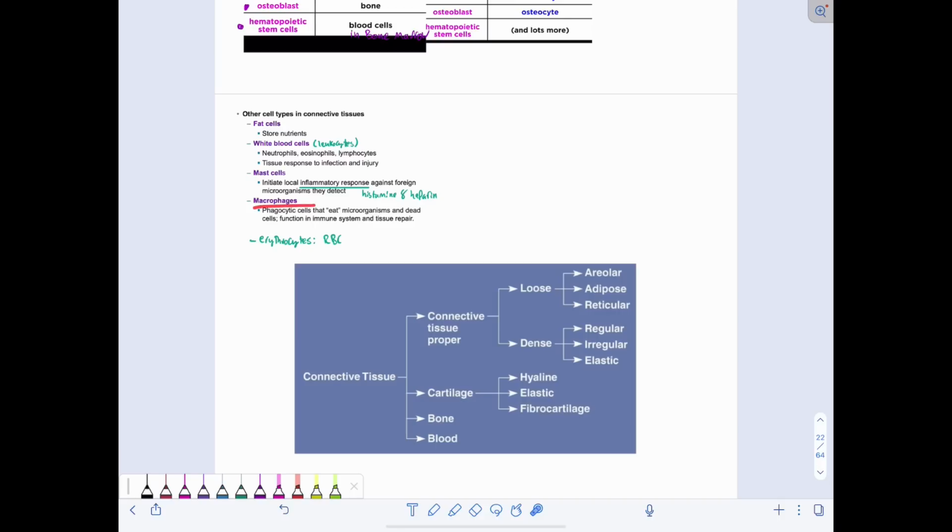Okay, and then you have macrophages. Macrophages, same thing. They're like Pac-Man. Oops, that's a terrible Pac-Man, but they eat, right? And then erythrocytes. Erythro means red, and cytes means cells. So that's the red blood cells.